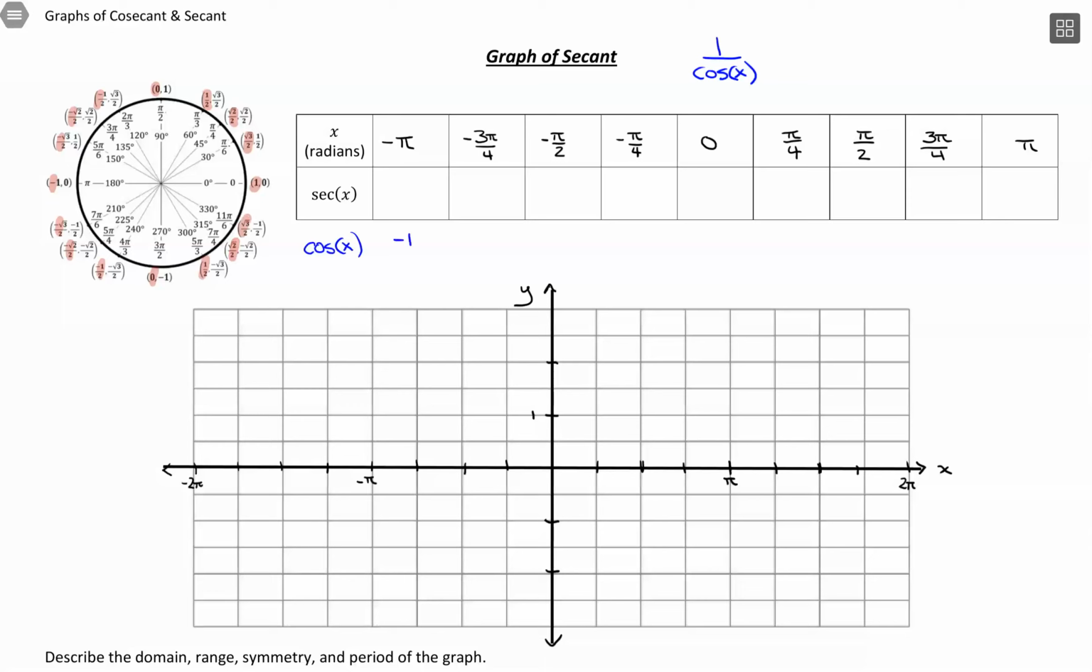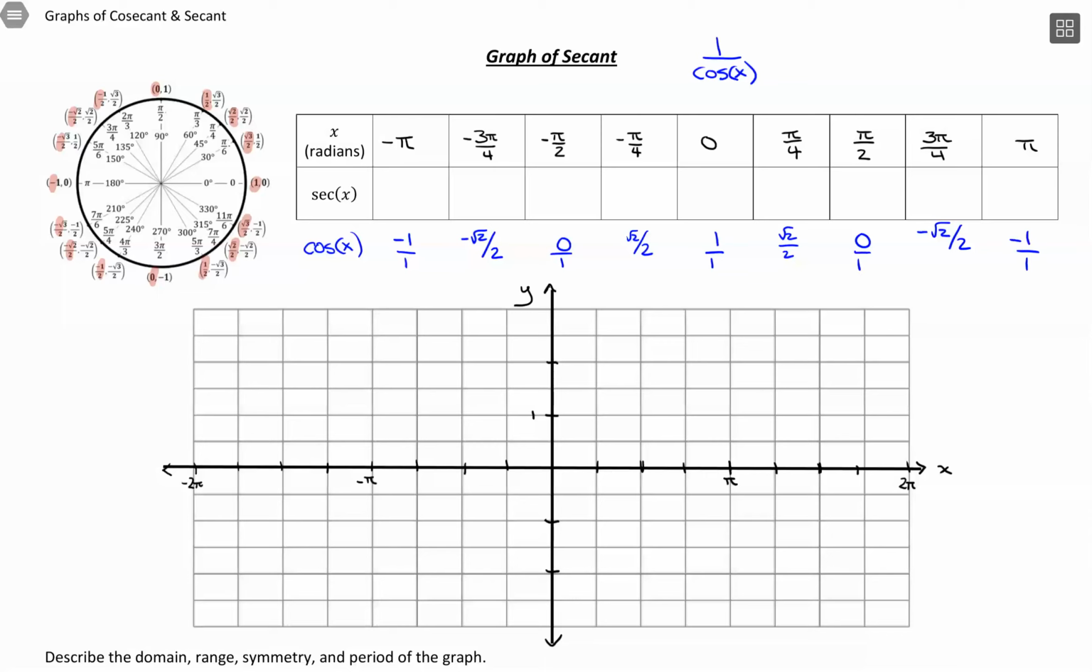So at negative pi, we're at -1. I'm just going to throw that 1 underneath to help us visualize. Negative root 2 over 2, 0, root 2 over 2, 1, root 2 over 2, 0, and what did I do? I went too fast. -1, negative root 2 over 2, 0, root 2 over 2, 1, root 2 over 2, 0. Nope, I'm good. Sorry, got thrown off there. Root 2 over 2, -1. Okay.